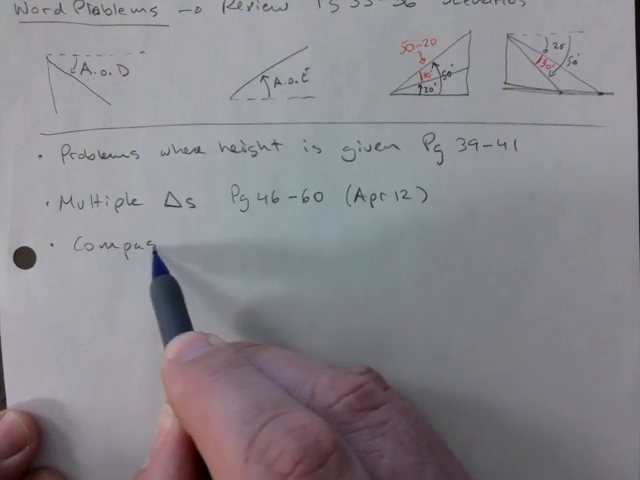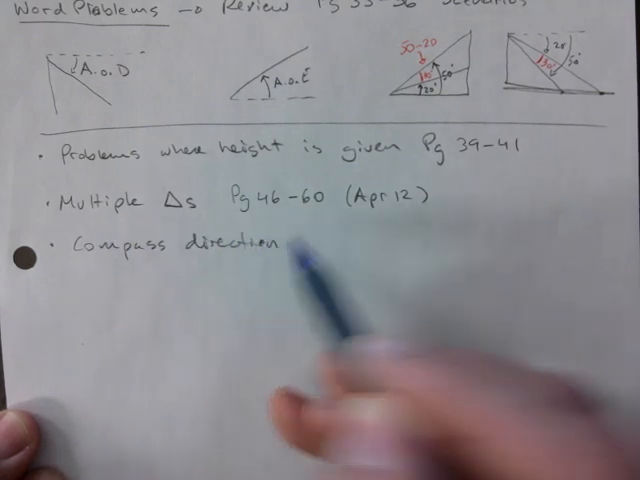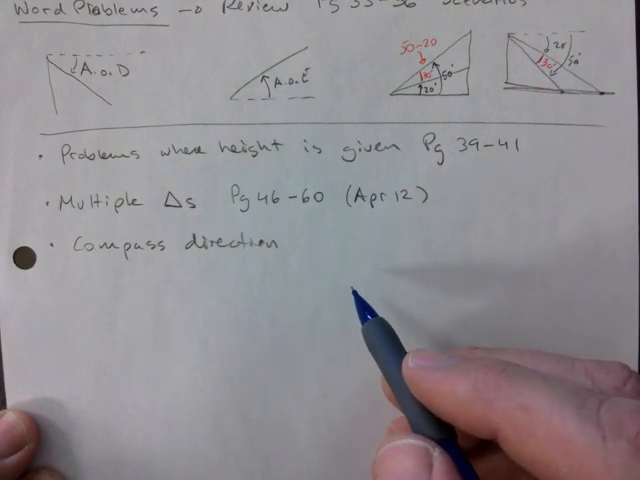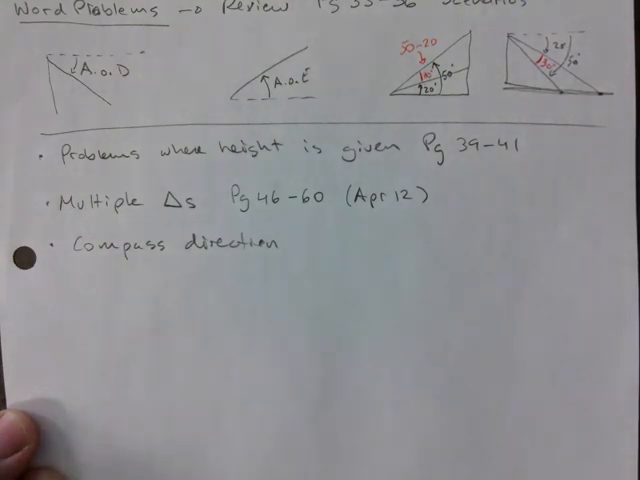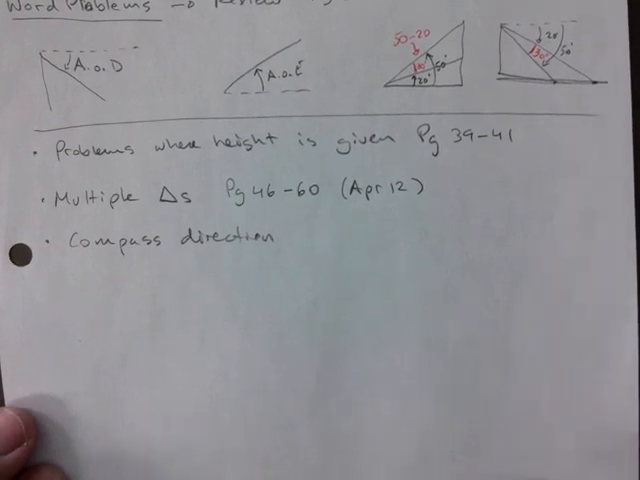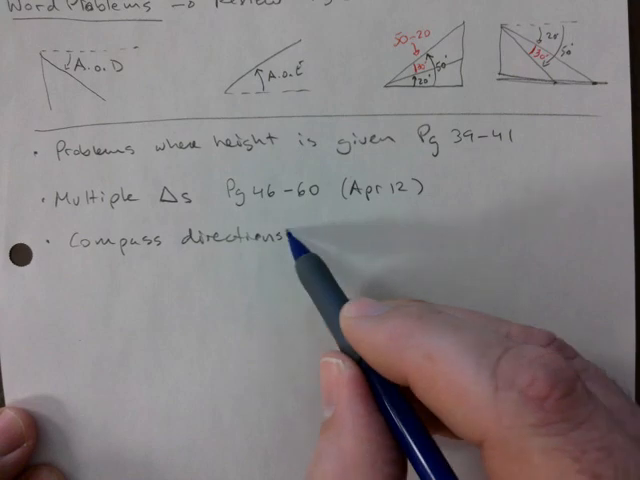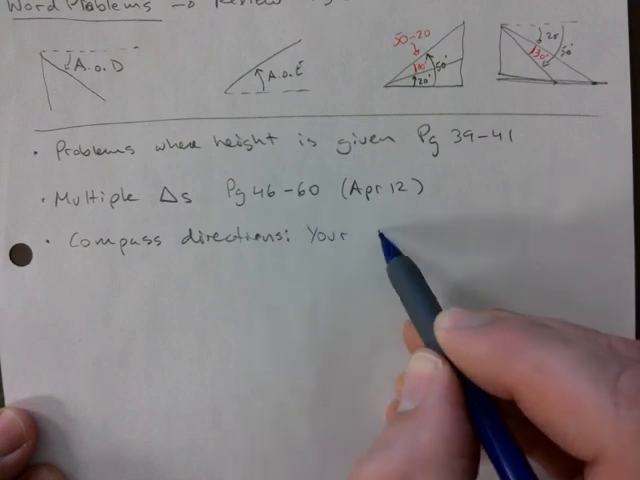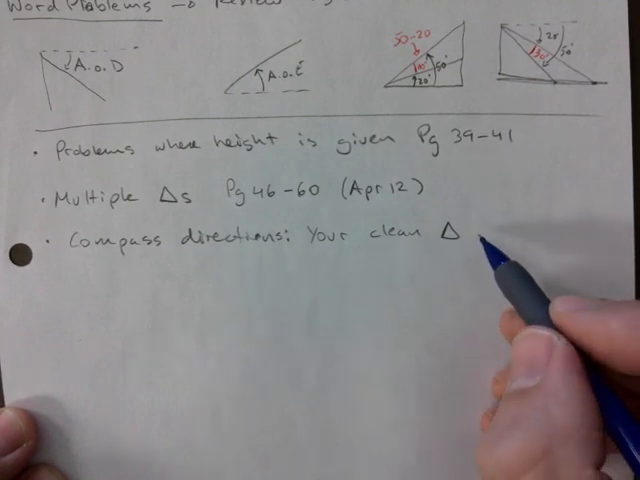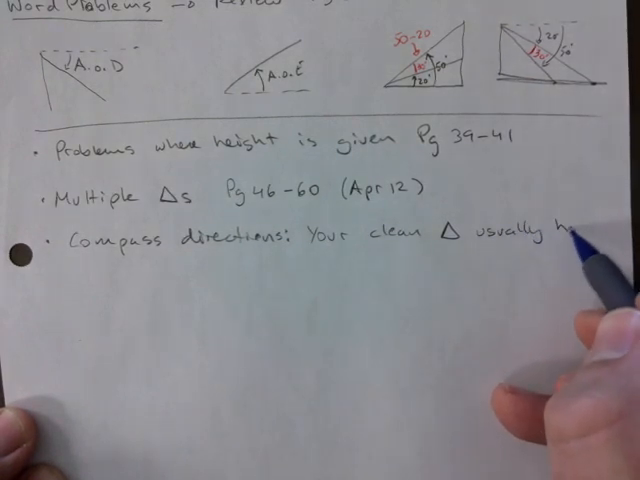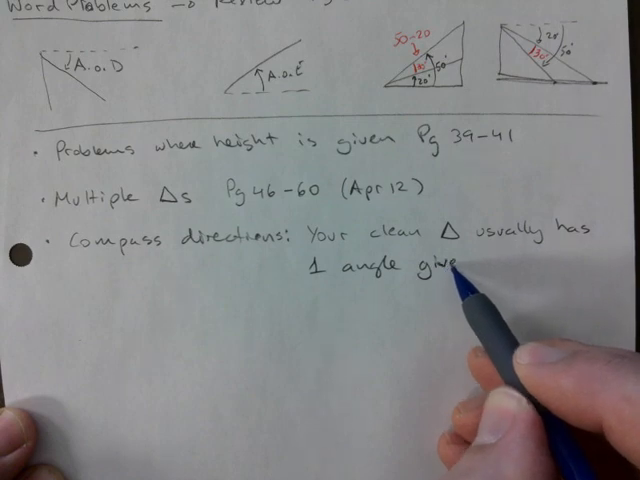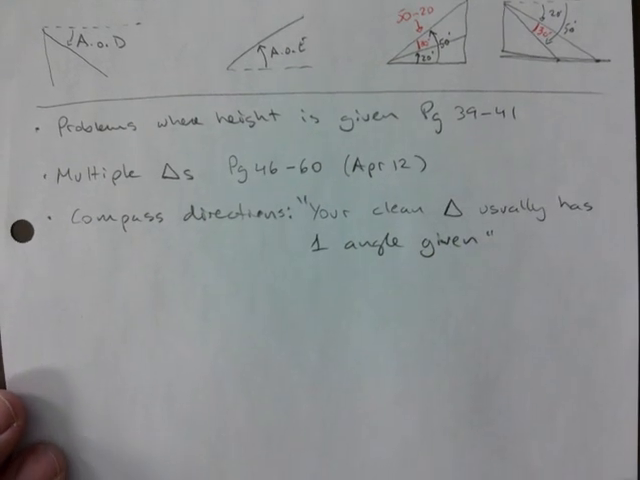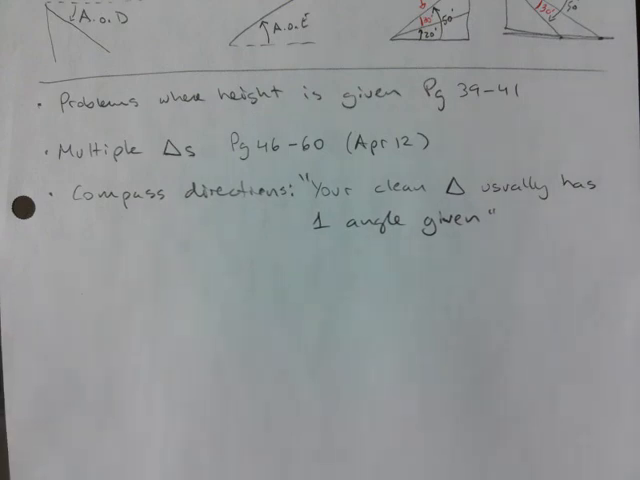Compass directions. Look for the heading in Google Classroom. There's one that is compass directions. There are keys there, but just make sure your clean triangle usually has one angle given. This is just me making a statement there. I don't think any textbook would ever do that, but that's fair to say. It's safe to say that.